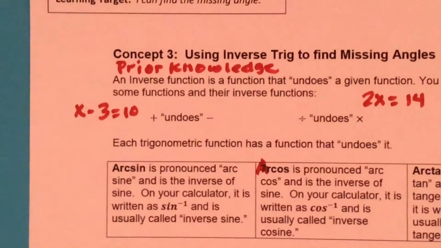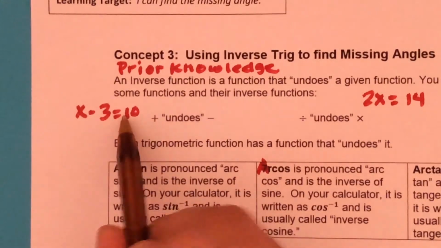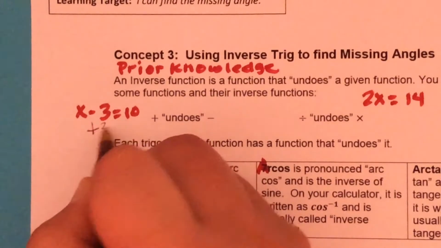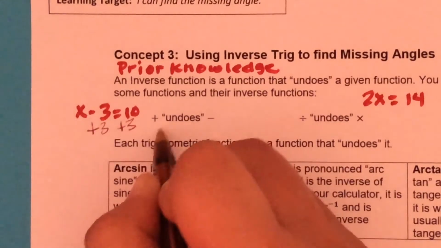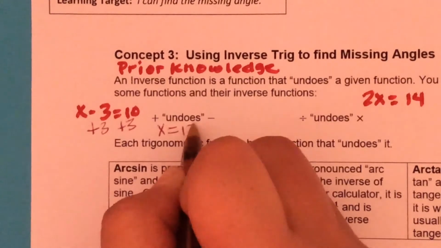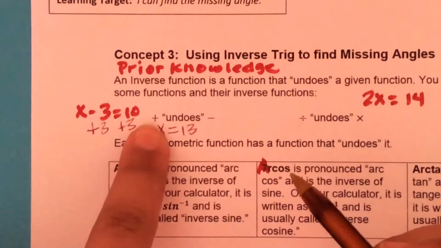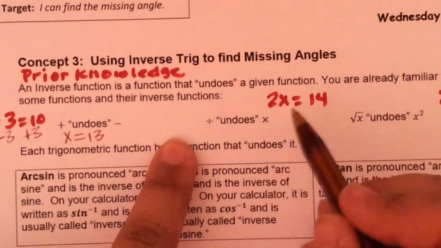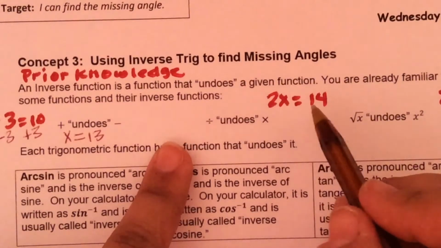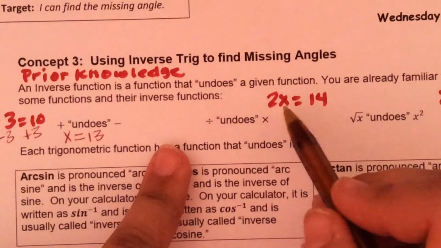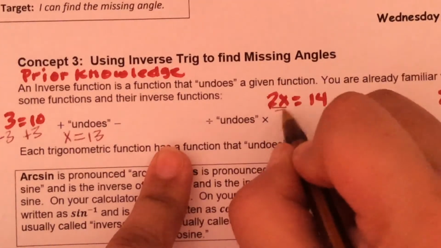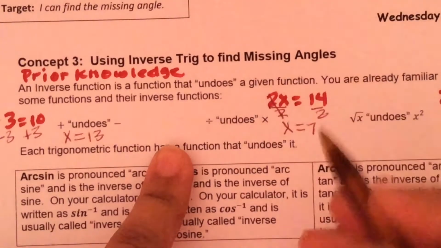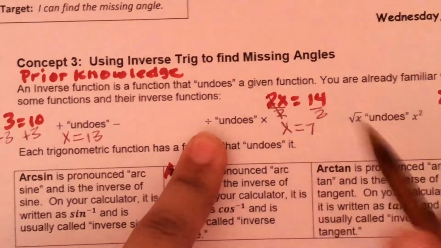So for example, if you have x minus 3 equals 10, you know that the minus gets undone with the plus. So you're going to do plus 3 on both sides, and then you're going to end up with x equals 13. So notice that the plus undoes the subtraction and subtraction undoes the plus. When you multiply, 2 times x is equal to 14. Well, to undo this multiplication, you're going to divide on both sides. And so those get canceled, and x is equal to 7. So these two undo each other.